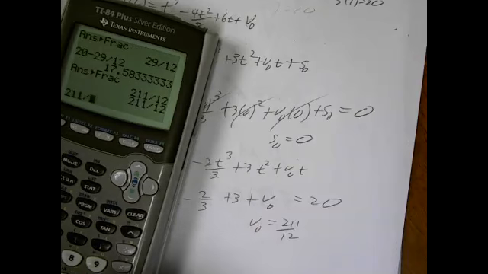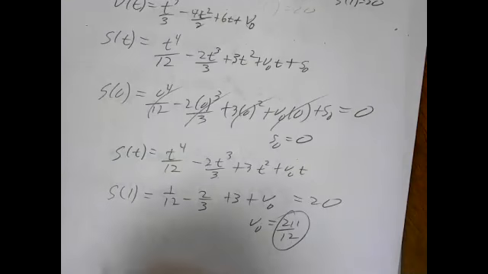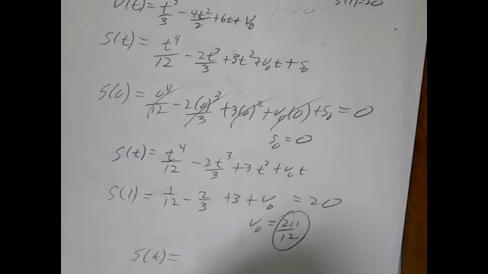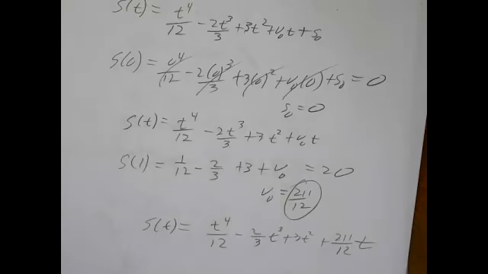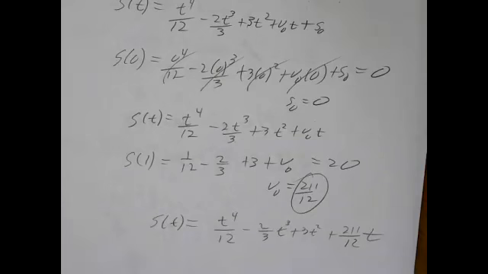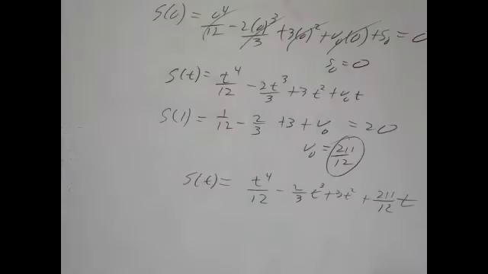And 211 over 12, does that have a prettier form? Nope. 211 over 12 is where it's going to stay for me. So your position at time t is equal to t to the 4th over 12 minus 2/3 t cubed plus 3t squared plus 211/12 t. All right, there's your position function with all constants found, because they gave me enough values to be able to do it. They can give you either 2 position values to do this, or they could give you 1 position and 1 velocity, and you will do the same thing.